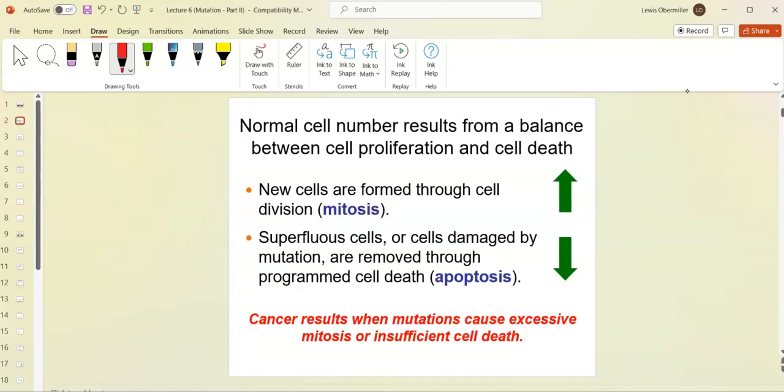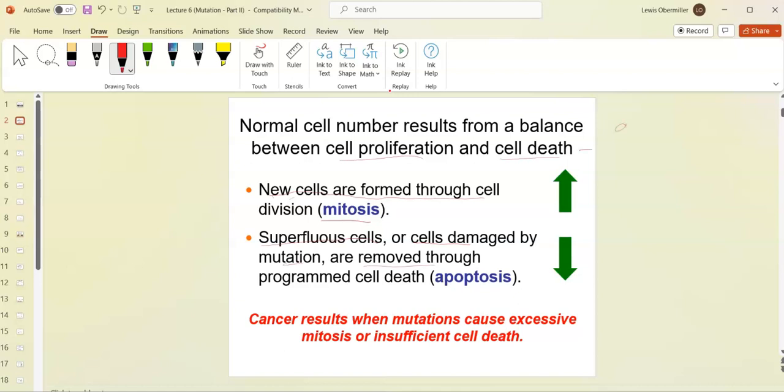Okay, so there's a careful balance between making cells and killing cells, right? And so cells undergo a certain number of replications. They're going to undergo apoptosis. Cells get damaged. They undergo apoptosis because it's better to have a cell kill itself than to pass on mutations. All right, so you know this. Hopefully, you learned this in intro bio for majors. New cells are formed through cell division, which is called mitosis, and then cells that are damaged, mutated cells or whatever, are removed through apoptosis.